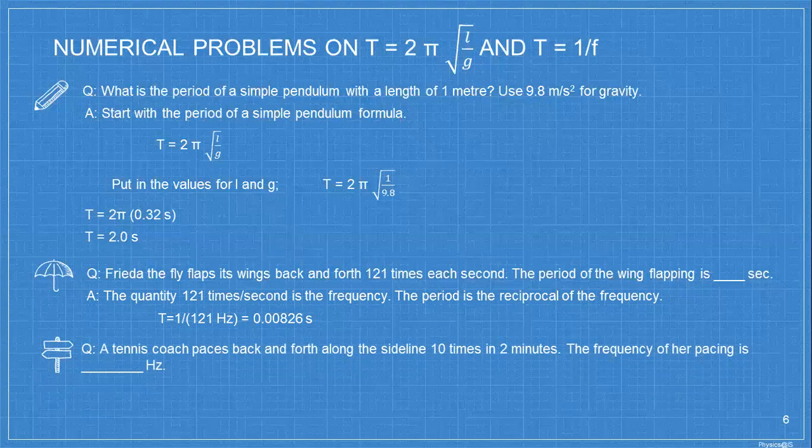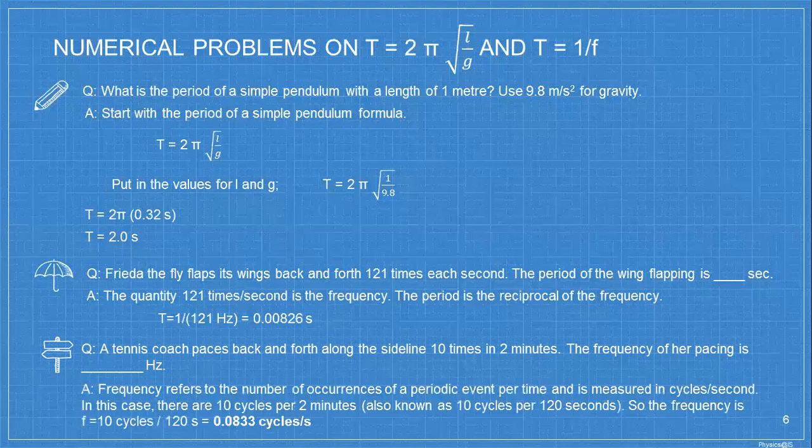A tennis coach paces back and forth along the sideline 10 times in 2 minutes. The frequency of pacing is? Now see here, the time given to us is 2 minutes. Do remember, whenever solving a numerical, every physical quantity should be in its SI unit. That means 2 minutes needs to be converted into seconds, which comes out to be 120 seconds.